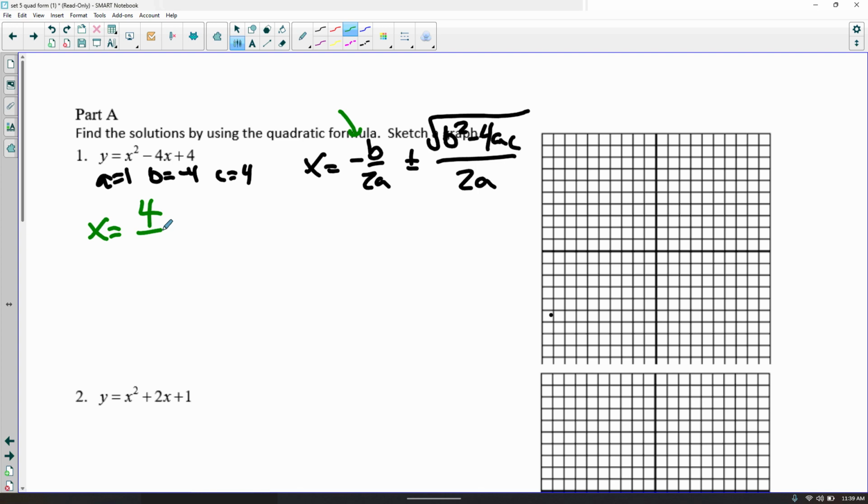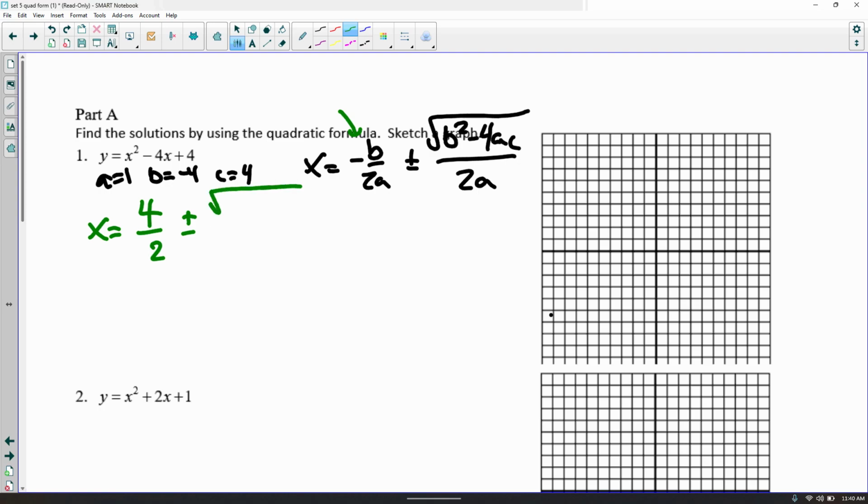Mental math it, then 2 times the a, unless it's a fraction. A sometimes will end up being 1/2 or 1/3. Then you would probably need to write it down. But if it's a regular integer, just do it in your head. It's just 2. Put your plus or minus down.